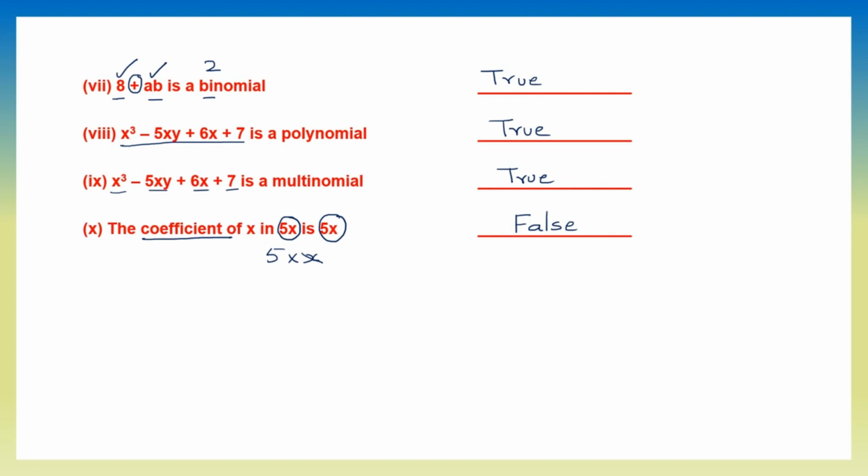The coefficient is what you leave out and the remaining factors. Leave out what is asked. So we are leaving out x, and whatever is left, that is the coefficient. So this statement here is false.